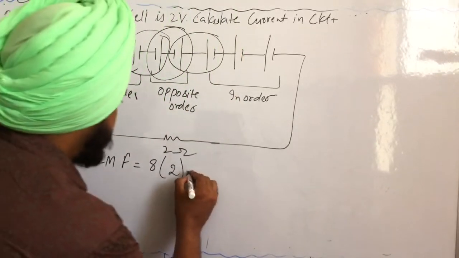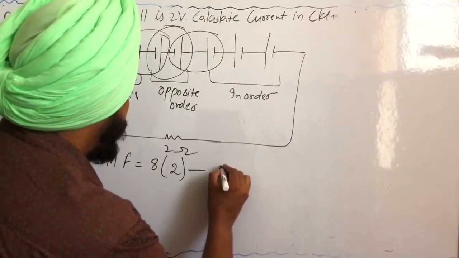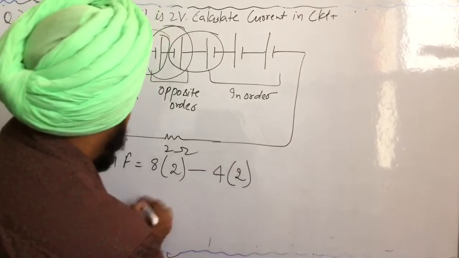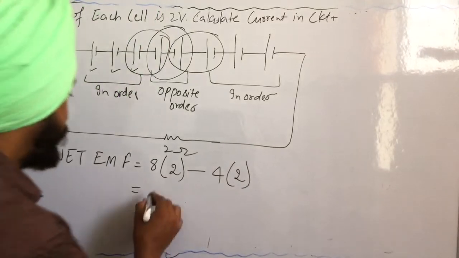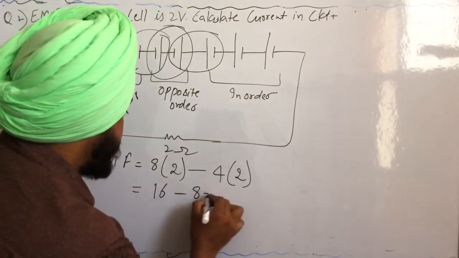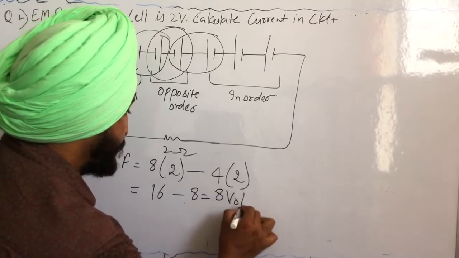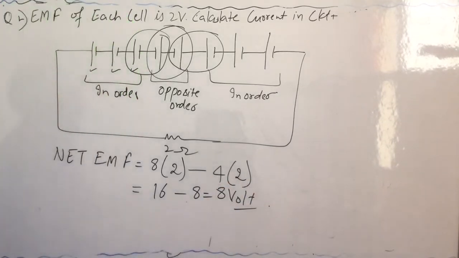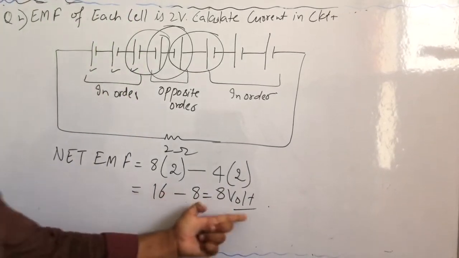So what will we be subtracting? We will be subtracting 4 into 2. So our answer for net EMF would be 16 minus 8, that is equal to 8 volt. So this is how we can calculate the net EMF.